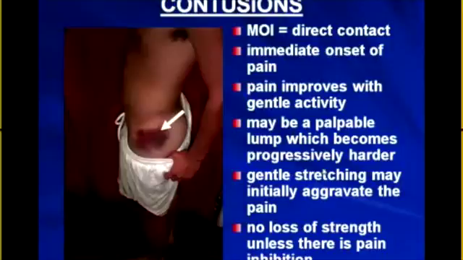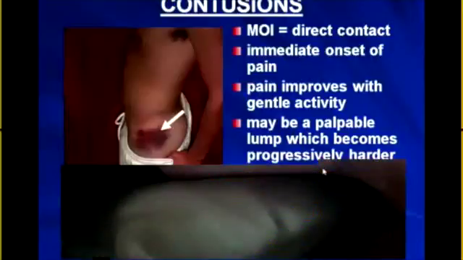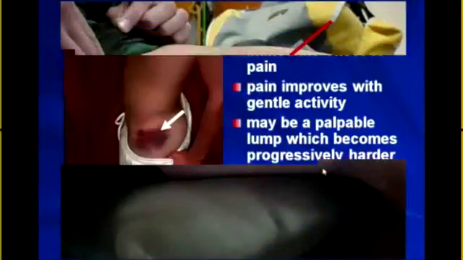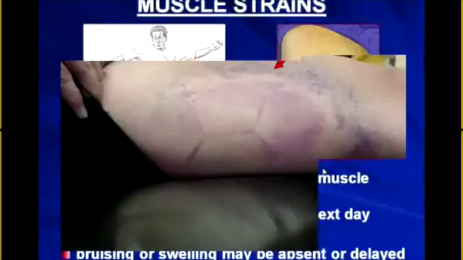It may become a palpable lump, which can become quite hard. Gentle stretching may be bothersome, but at this point in time, usually there's no loss of strength unless there is pain, in which case pain could inhibit muscle function. There's often bruising, bleeding, ecchymosis, so bleeding into the soft tissue. In this case, the contusion was caused, I think you can guess by the pattern on the leg, by a soccer ball. So pretty clear idea of what caused the bleeding into the soft tissue.